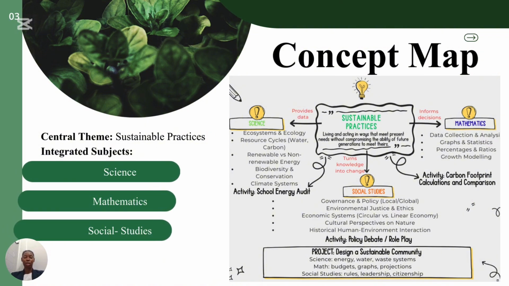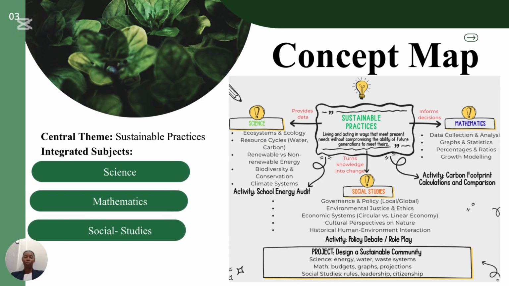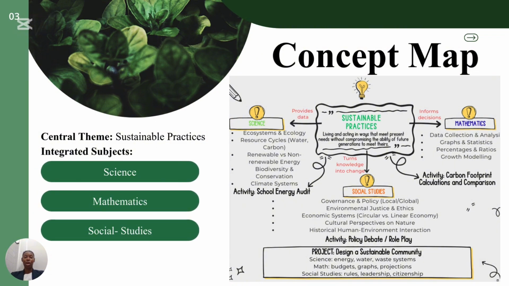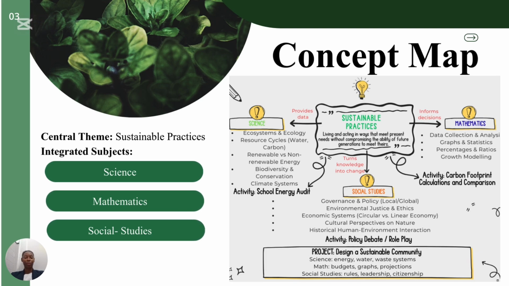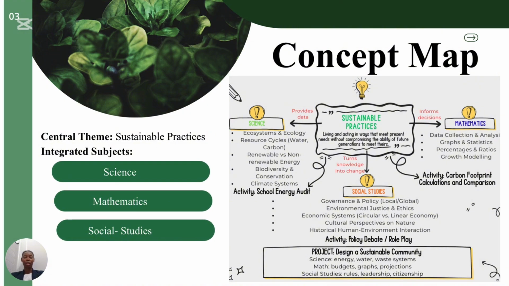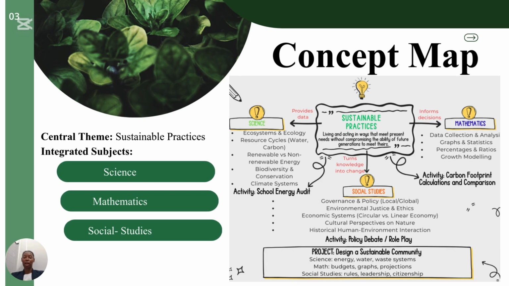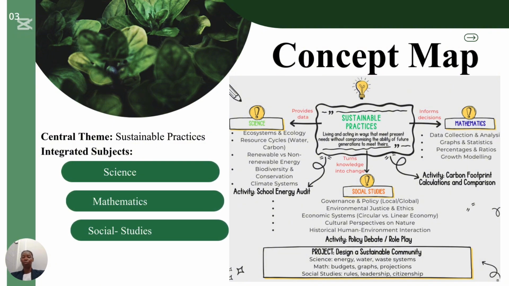First, science helps us explore the natural world, understand ecosystems and ecology, and the impact of our actions. It lays the foundation and knowledge needed to address environmental issues like renewable energy, non renewable energy, biodiversity conservation, and climate systems. Next, mathematics provides the tools for analyzing and creating models. It allows for data collection and analysis, and graphs and statistics. It also helps us present things like percentages and ratios so that we can actually see the changes that are occurring in our environment. This is also essential for making informed decisions about resource use and sustainability.